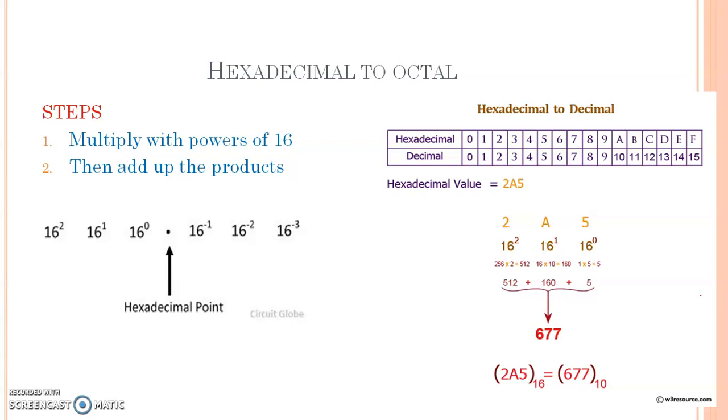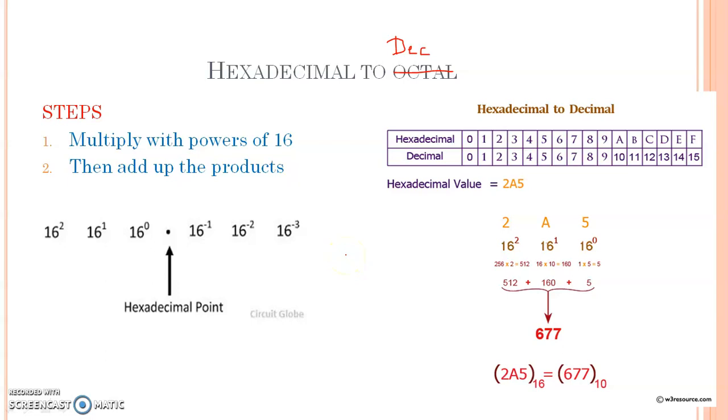Now we will see how hexadecimal numbers can be converted into decimal numbers. Not octal, it is decimal. Hexadecimal numbers are converted into decimal. So what is the rule? You have to multiply with powers of 16. Then you have to add up the products. These are the weights of digits in the hexadecimal number system. You have powers of 16. Towards the left you have increasing powers and towards the right you have decreasing powers.